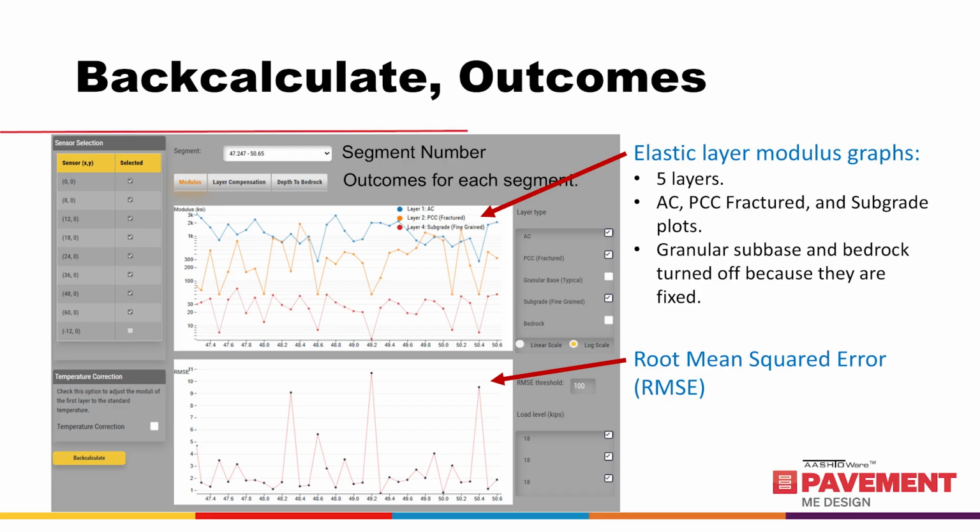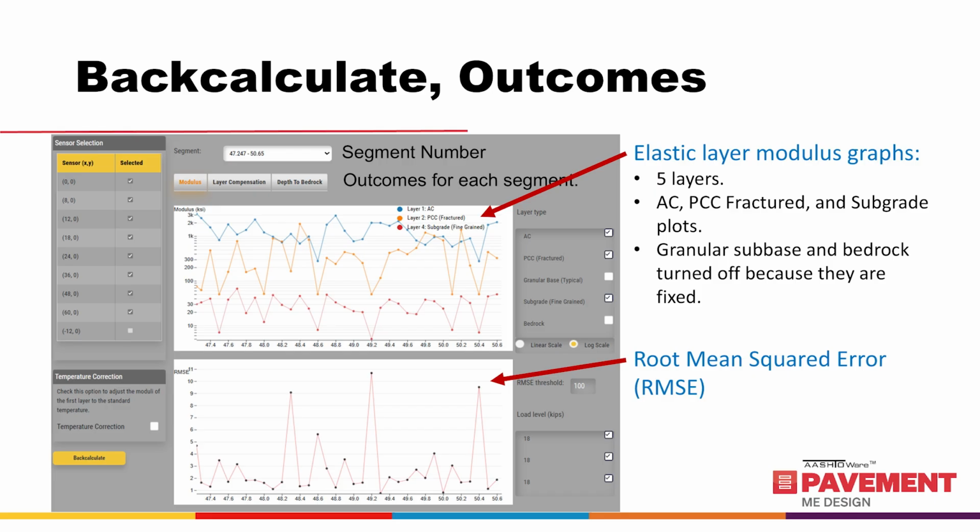This is a screenshot of the outcome from the back calculation of elastic layer modulus. We will define and overview the information included on this screen. First, the results or outcomes are summarized for each segment. The user simply clicks on the drop-down arrow for when more than one back calculation segment was defined during the final segmentation step. The outcomes for each segment are included in the tabs identified on the screenshot. There are 3 tabs, which include modulus, layer compensation, and bedrock. When the outcomes are summarized, the modulus information is always shown first.